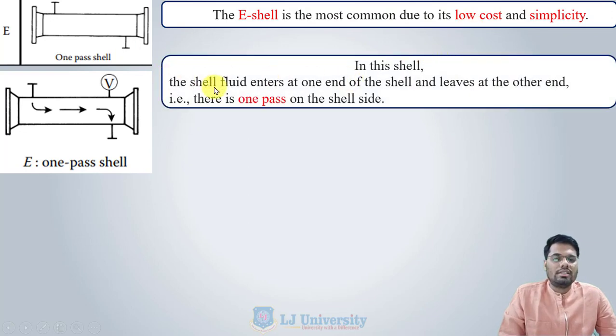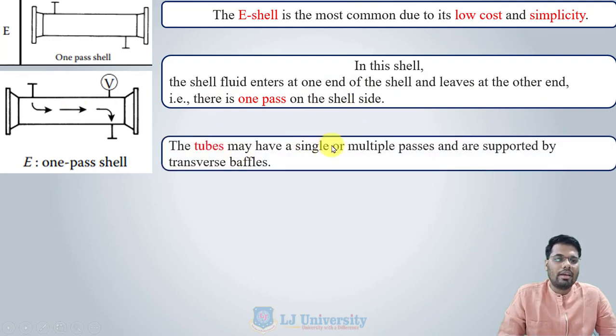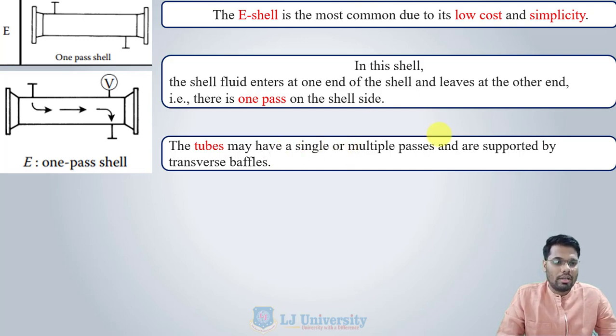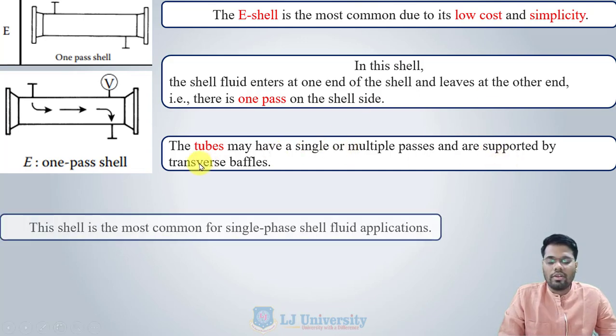In this shell, the shell fluid enters at one end of the shell and leaves at the other end, so that there is only one pass on the shell side. The tubes may have a single or multiple pass, like in a U-bend, where the fluid takes two passes from entry to exit. The tubes, single or multi pass, are supported by the transverse baffles.